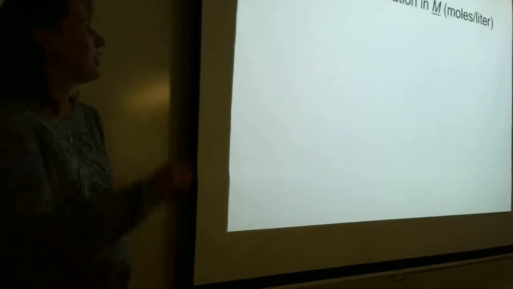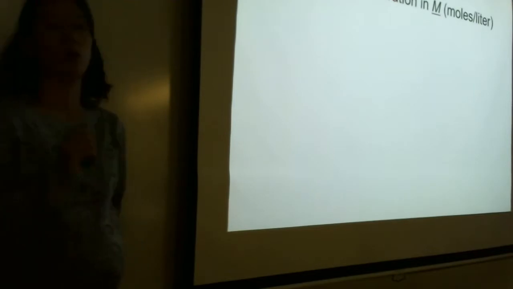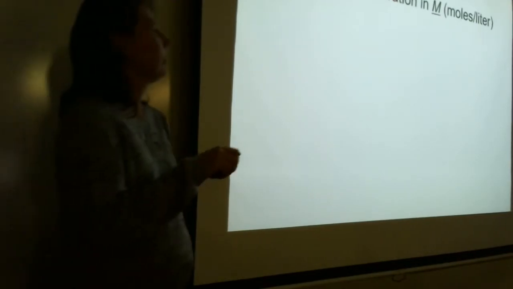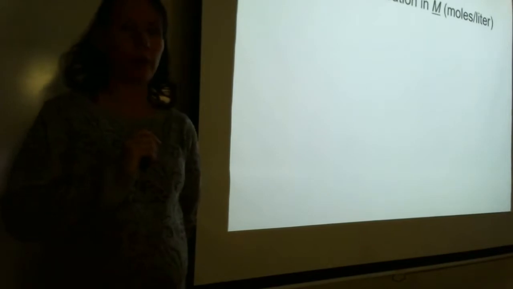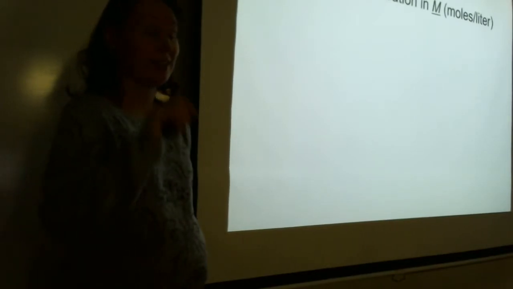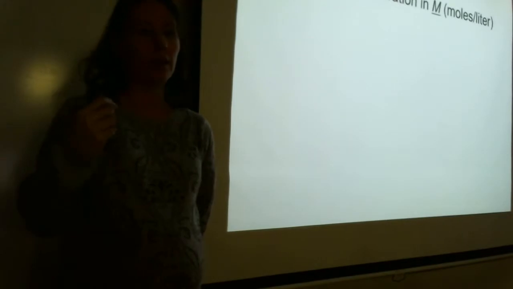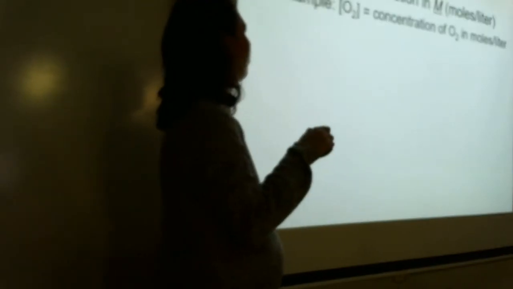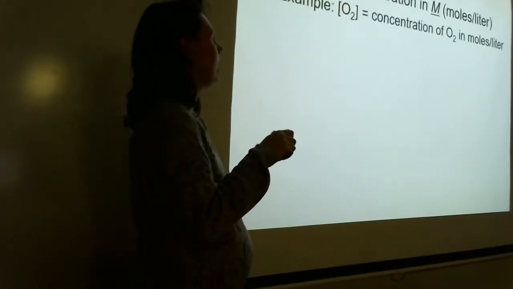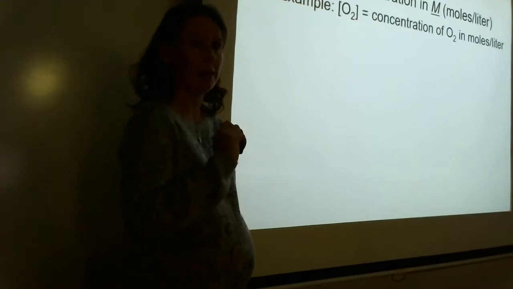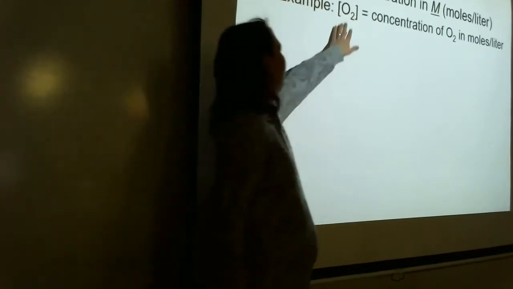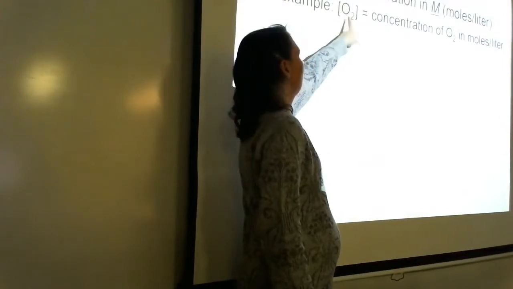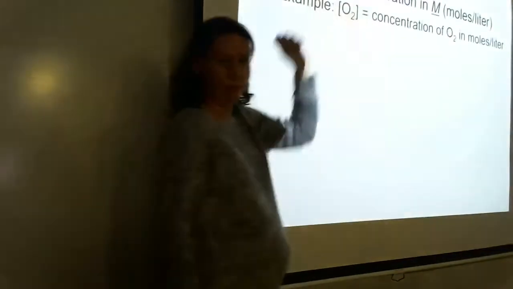All right, let's talk about some terms and some symbols. Maybe you know these already, maybe you don't. When you see brackets around something, that means molar concentration. Remember, molar, capital M, stands for moles per liter, right? I underline it to distinguish molarity from molality. Molality is moles per kilogram. Molarity is moles per liter. So when you see brackets around something, that means concentration of whatever's inside the brackets in moles per liter. So if I wrote brackets around O2, that would mean concentration in moles per liter of O2, okay?